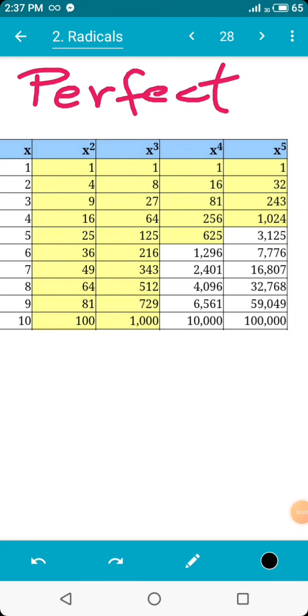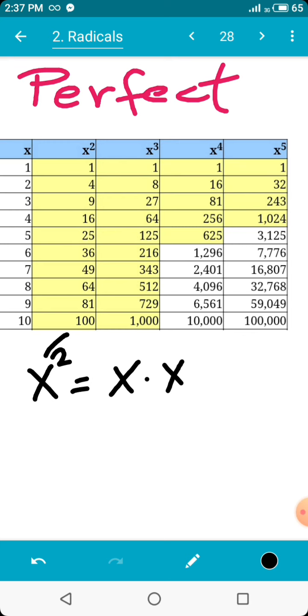Okay guys, so makakatulong din dito sa concept ng radicals pag medyo familiar na tayo dun sa tinatawag nating perfect squares, perfect cubes, perfect fourth, perfect fifth, and so on. Alright? And makikita nyo dito yung mga example. Now, paano ba nakukuha yung perfect square? So, sinabi dito na x squared. So, x squared, we can write it as x times x. Tama ba?